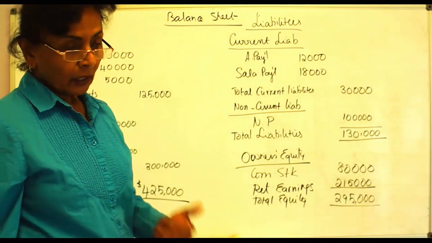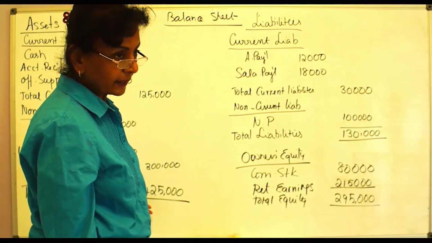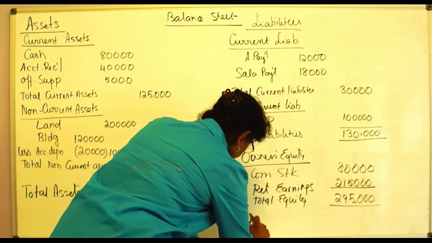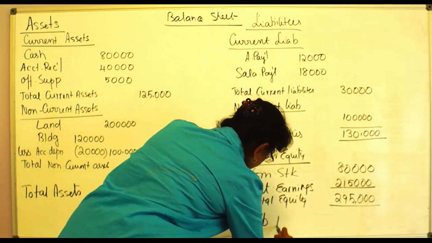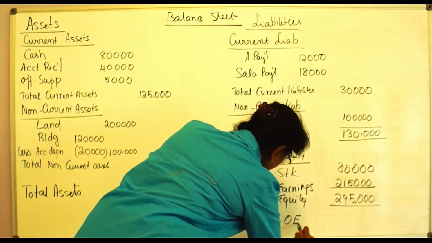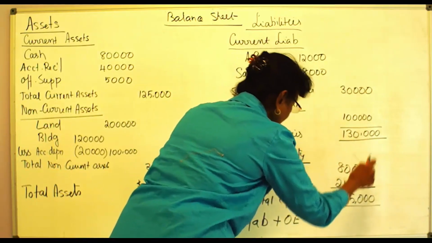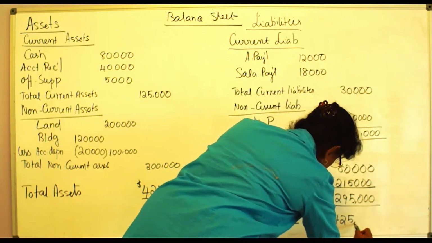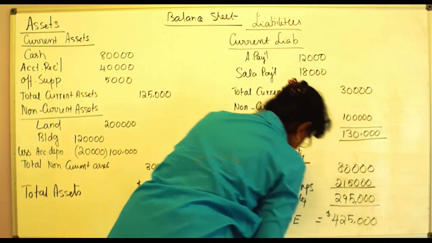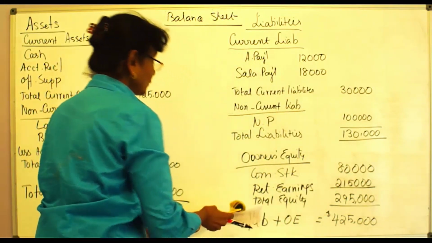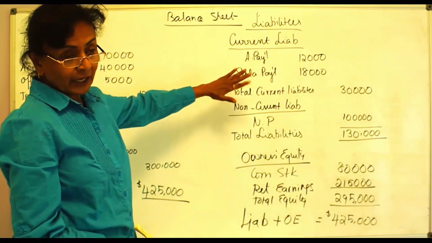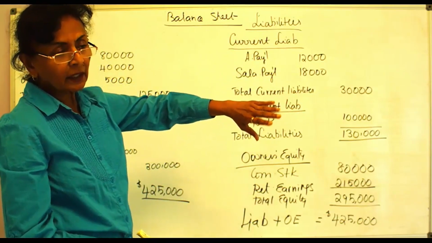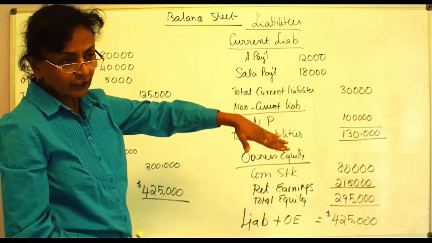Finally, if you remember your accounting equation, total assets must equal total liabilities and equity. So now liabilities plus owner's equity, this plus this gives you 425,000. So using this adjusted trial balance, we finished the last steps of the accounting cycle, preparing the financial reports and closing the entries.